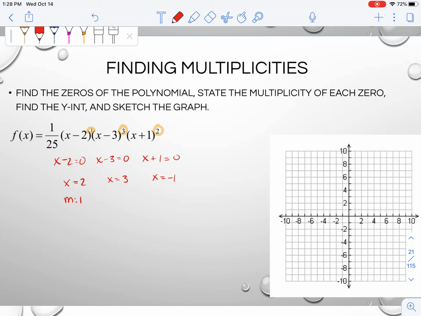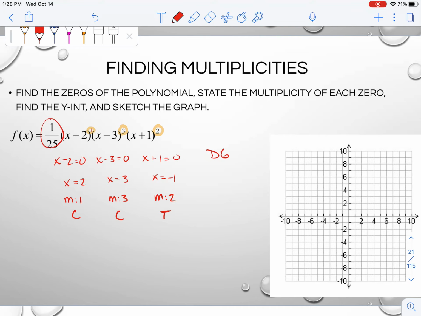So for x minus 2, or x equals 2, I have a multiplicity of 1. For x equals 3, I have a multiplicity of 3. And for x equals negative 1, that solution occurs 2 times, or a multiplicity of 2. Again, anywhere where the multiplicity was odd, I cross. Anywhere where the multiplicity was even, I touch. Okay? I also want to identify the degree of the function. In this case, when it's in factored form, I sum the exponents, and I'm going to get 6th degree.